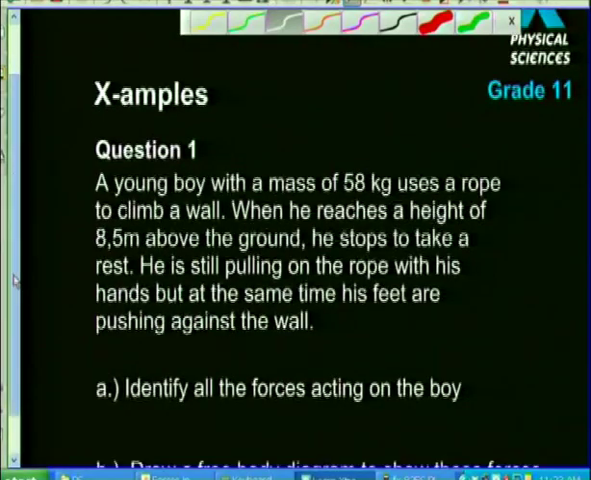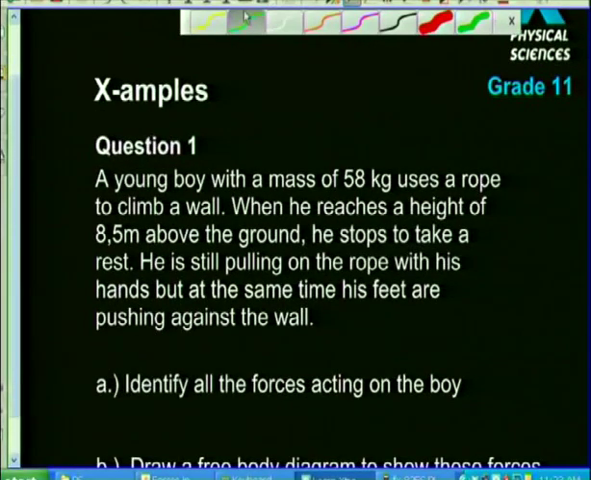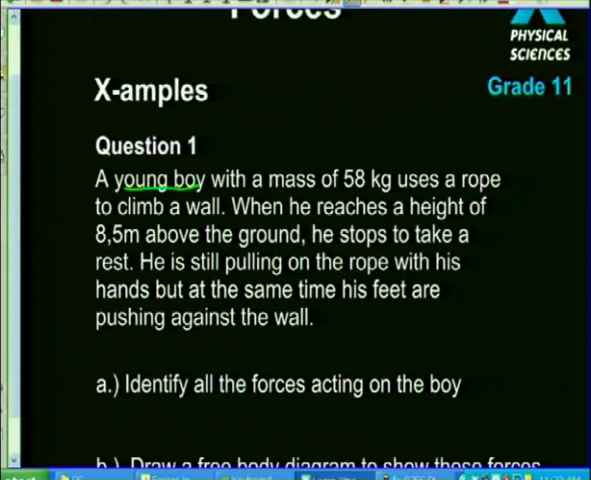Okay, I think we can go on to our next thing, and that is to apply some of our knowledge that we've just spoken about. Let's apply it to an example question. So question number 1 says the following. We have a young boy that has a mass of 58 kilograms, and he uses a rope to climb a wall. When he reaches a height of 8.5 meters above the ground, he stops to take a rest. He is still pulling on the rope, so there's a force with his hands, but at the same time, his feet are pushing against the wall.